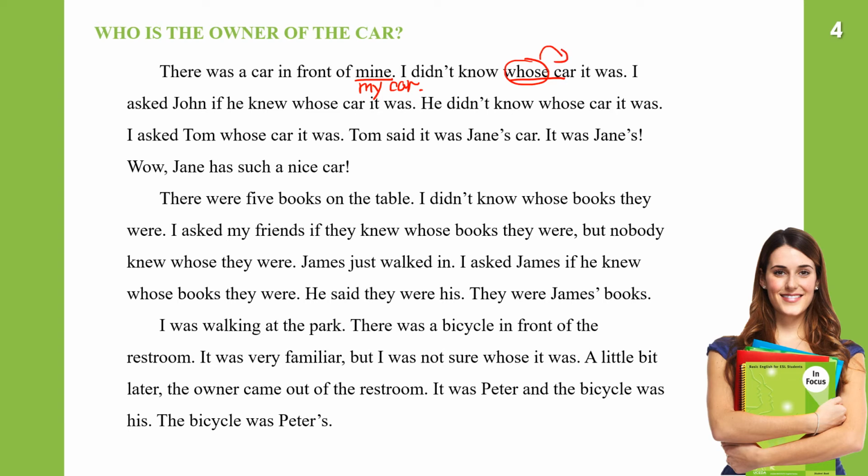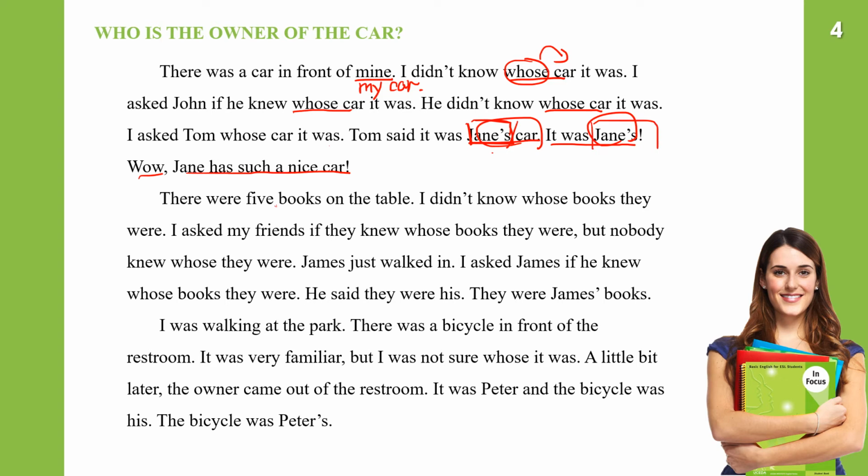I asked John if he knew whose car it was. He didn't know whose car it was. I asked Tom whose car it was. Tom said it was Jane's car. So this one is actually possessive noun, but it is acting like an adjective. Okay? Tom said it was Jane's car. Oh, it was Jane's. Wow. Jane has such a nice car. So it is Jane's and Jane's car, just the same. This one is possessive noun, functioning like an adjective, and this is possessive pronoun.